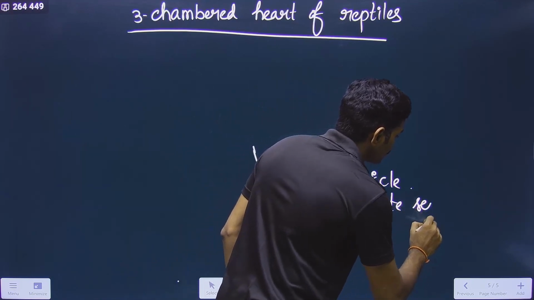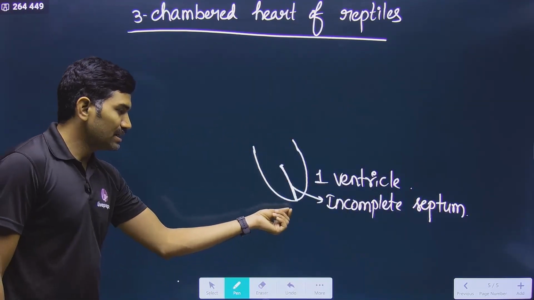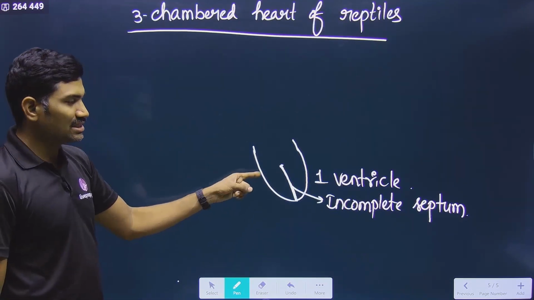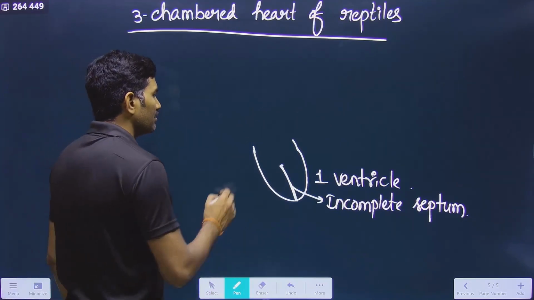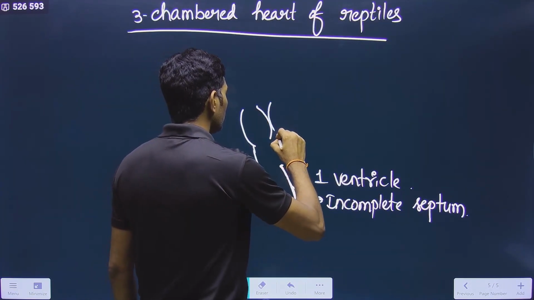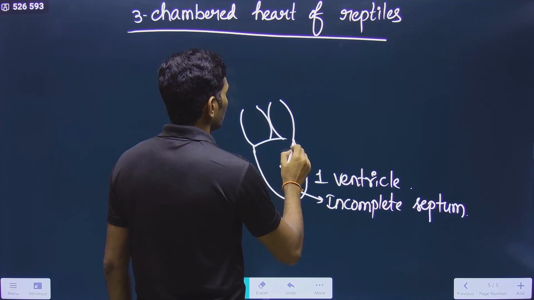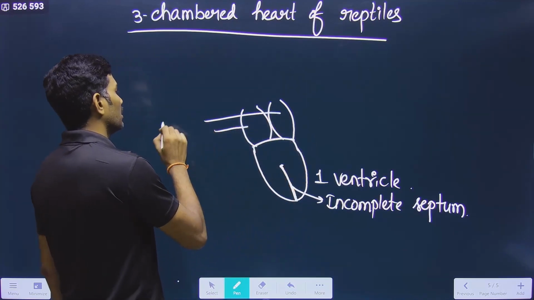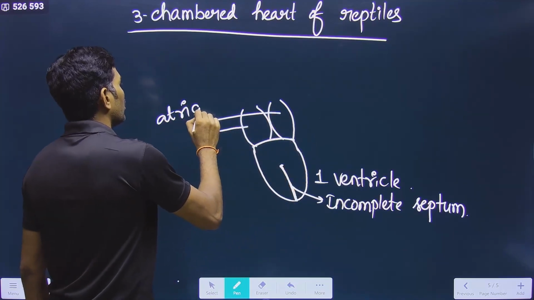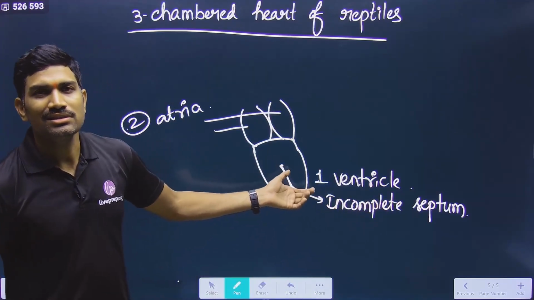Please understand this. There is an incomplete septum developed here, so it is still considered a single ventricle only, and the remaining information is the same. Now you can observe carefully here. These two are atria. How many are present? Two atria, one ventricle. That's why it is a three-chambered heart.